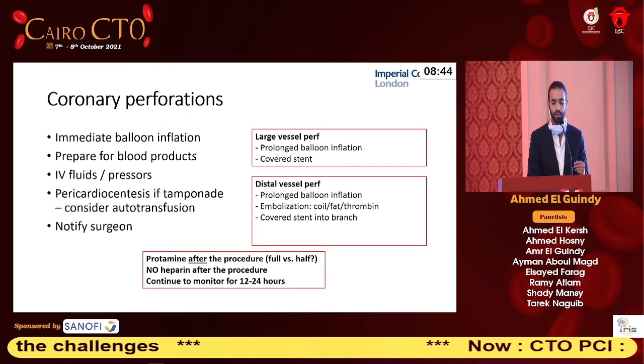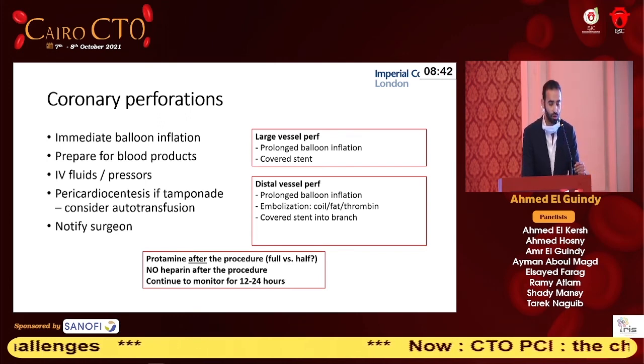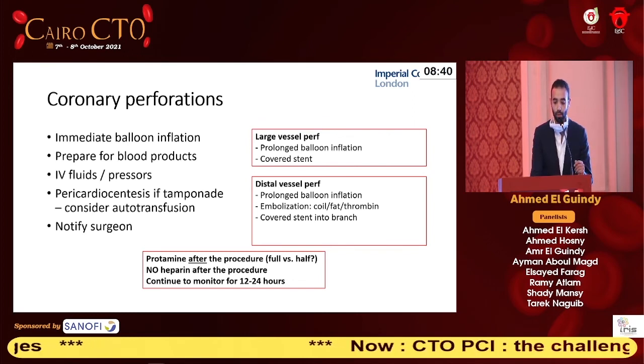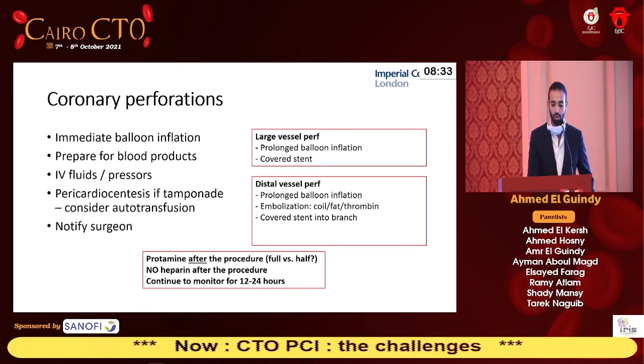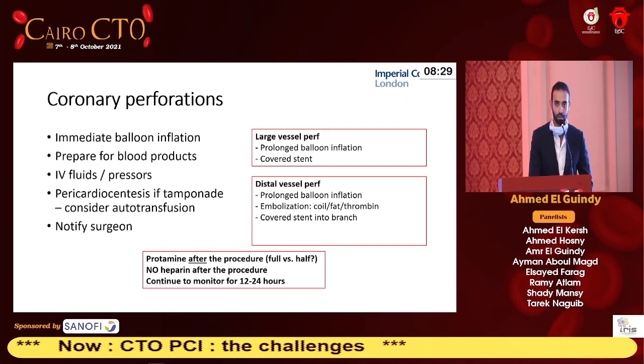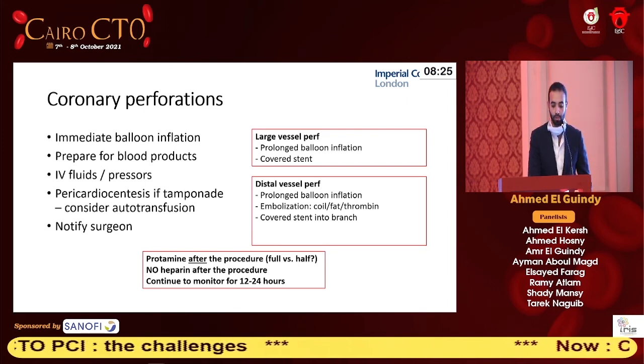Now, with large vessel perforations, prolonged balloon inflation or covered stents usually do the job. With distal vessel perfs, you can consider prolonged balloon inflation, embolization with coil or fat, and use a covered stent. You might cross or stent across that branch if it were something not supplying a large segment of the myocardium.